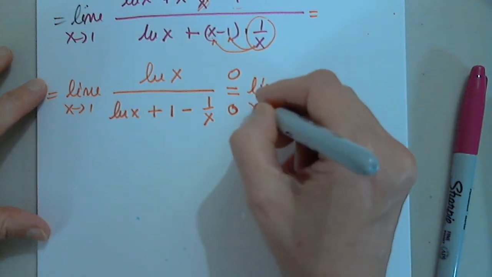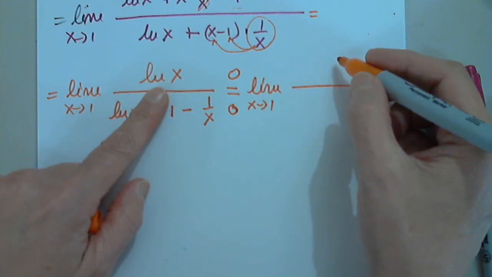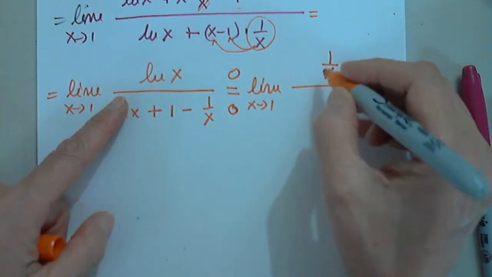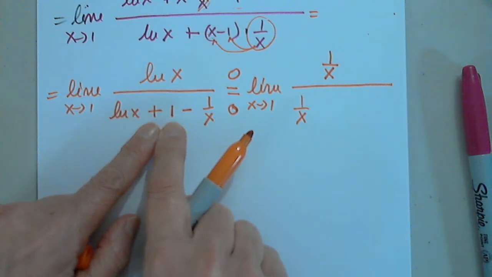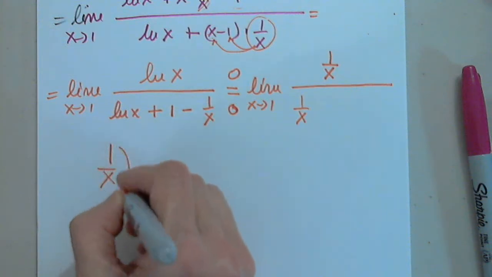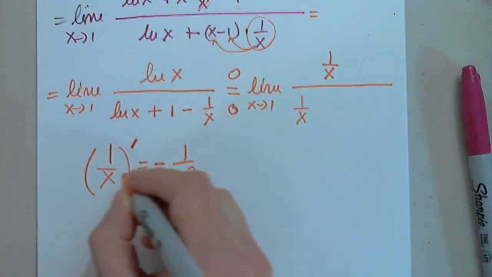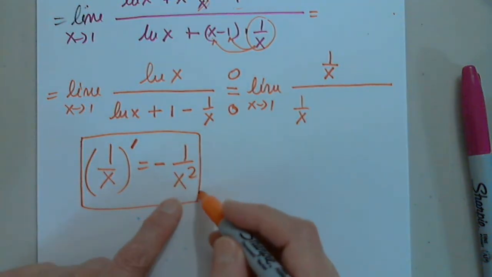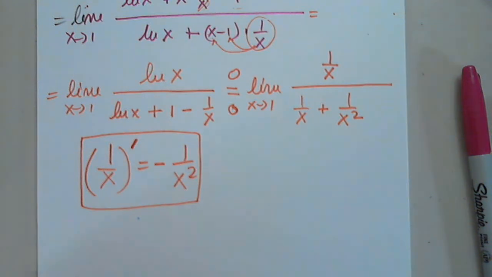So limit as x approaches 1, the derivative of the top. You already told me 1 over x. The denominator prime is 1 over x. 1 prime is 0. Now I have to be very careful. Please be careful on this one. Remember, we said, and I am kindly asking you to remember that this is -1 over x squared. We wrote it many times. So when I differentiate this, I get -1 over x squared, but there is a minus in front. So plus 1 over x squared.